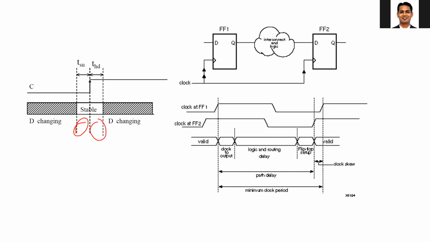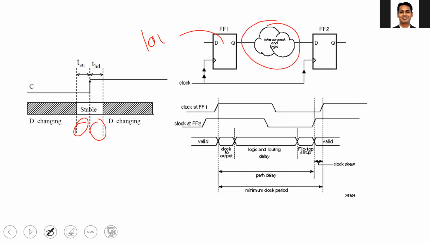For example, consider this circuit, which consists of two flip-flops FF1 and FF2 along with the combinational circuit. FF1 is called a launching flip-flop, while FF2 is called a capturing flip-flop. The launching flip-flop indicates that it is launching the data into the combinational circuit, while the capturing flip-flop indicates that it is capturing the data from the combinational circuit.